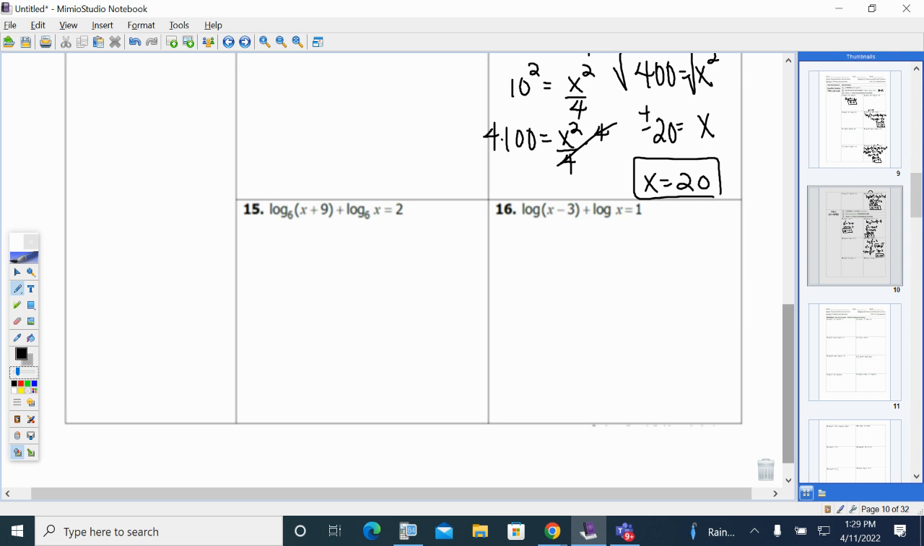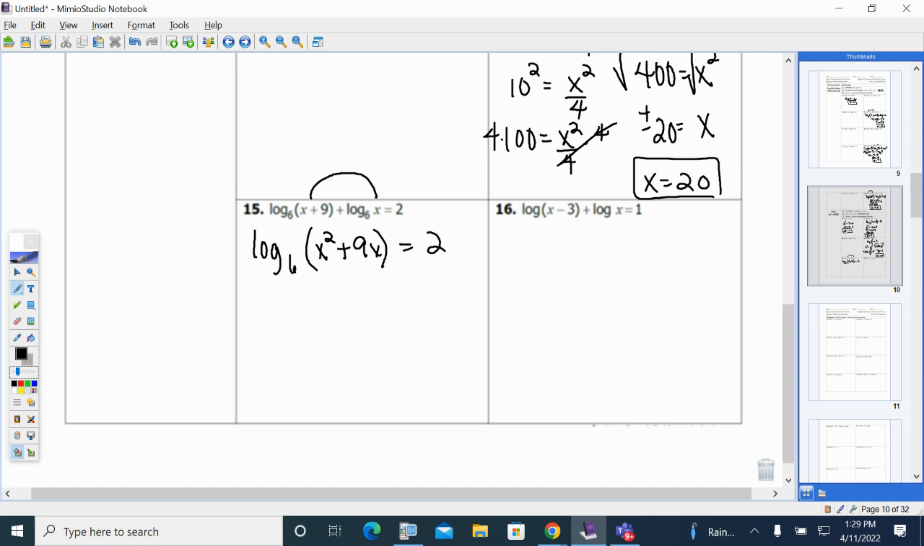And then the last one that I want to do is number 15. So number 15 says log base 6 of x plus 9 plus log base 6 of x is equal to 2. Again, you've got too many logs on the left, so we're going to condense the 2 into 1. And because there's a plus, we need to multiply those two things together. So it's going to be log base 6 of x times x plus 9 is x squared plus 9x, and that's equal to the 2.